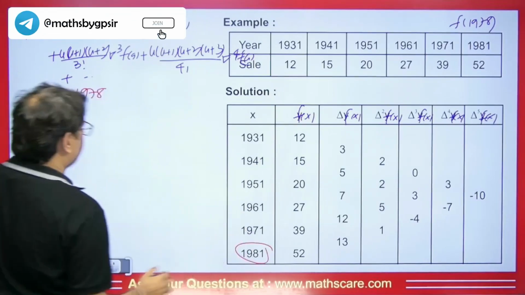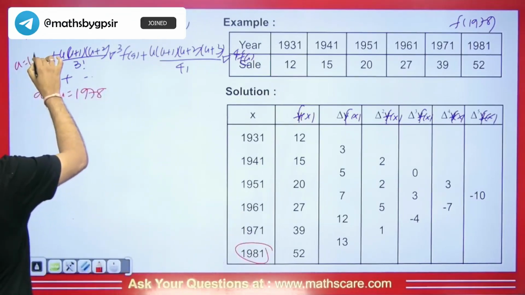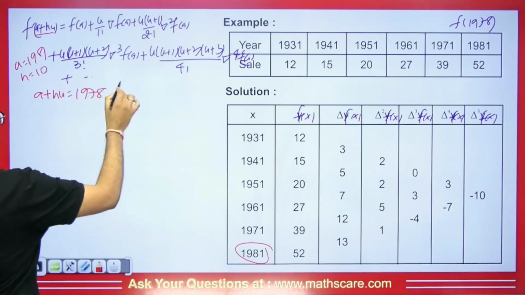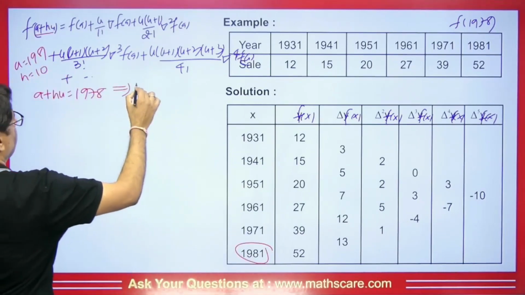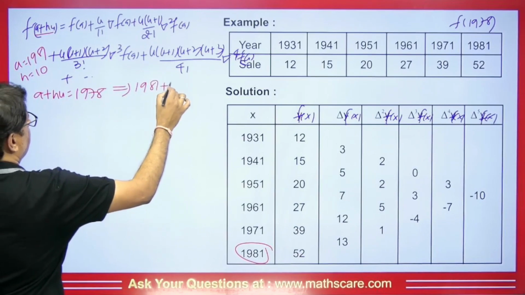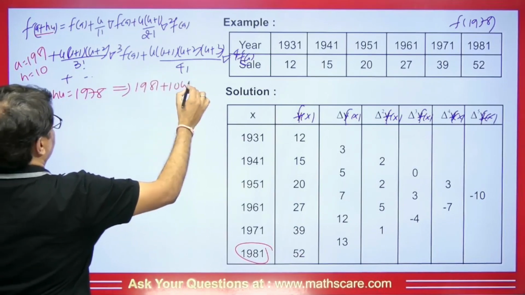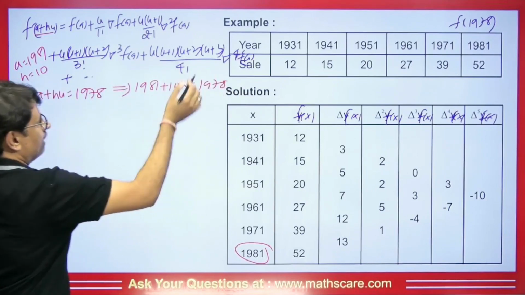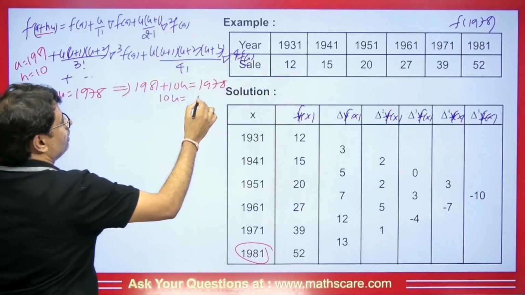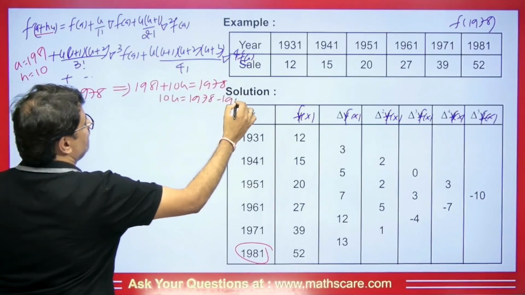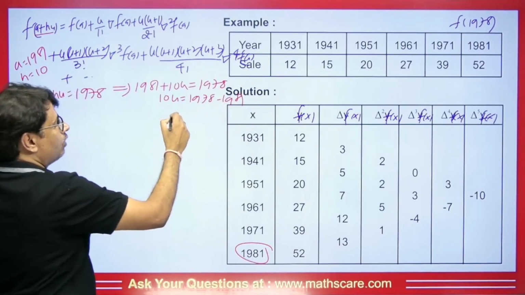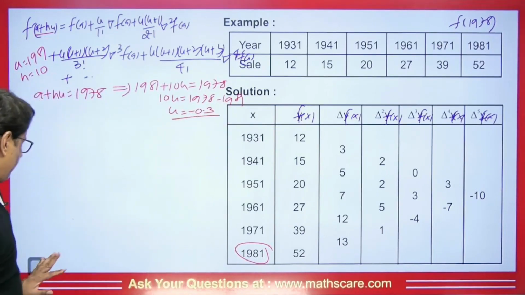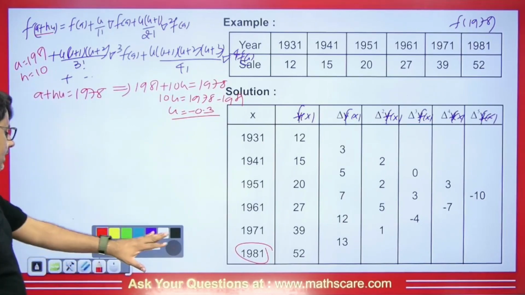Students, here we will take a, so a will come as 1981. So this will come, and the difference h is coming 10. So from here we first calculate the value of u. It will be 1981 + 10u is equal to 1978. Students, take this to that side. So 10u is equal to 1978 - 1981. It's coming out to be -3. And if we divide by 10, we will get a value of -0.3, right?